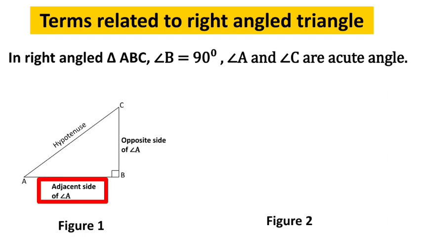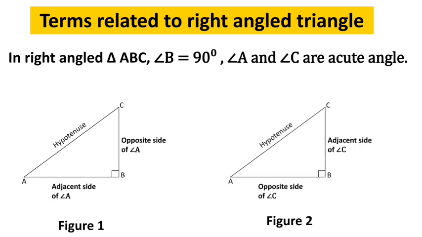Now in the second figure, if you see, the hypotenuse will remain the same. Now the side opposite to angle C is AB, and the remaining side BC will be the adjacent side. As per the given acute angle, the side opposite to that angle is called the opposite side of that particular angle.